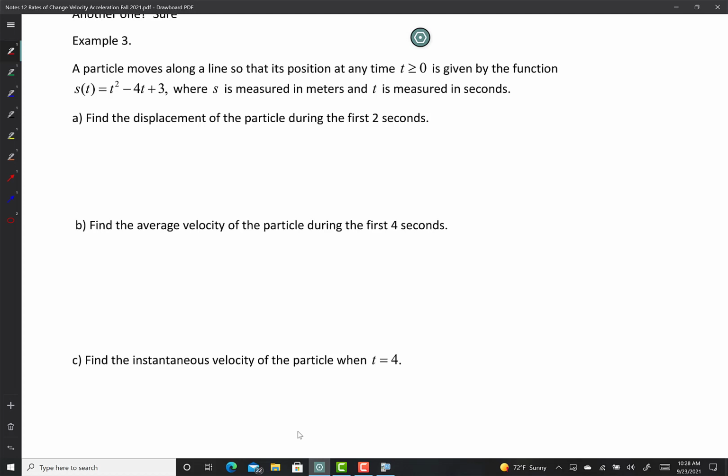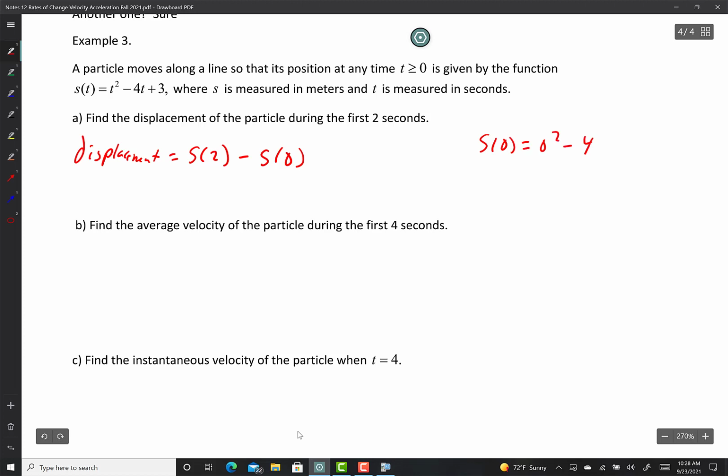I just want displacement. So how do I find displacement? This is simple, guys. Don't worry. You find it at 0 and you find it at 2. Perfect. Displacement is s of 2 minus s of 0. That's all you're doing. Your position at 2 minus your position at 0. I'm going to write s of 0 equals 0 squared minus 4 times 0 plus 3. I get 3. s of 2 equals 2 squared minus 4 times 2 plus 3. 2 squared is 4, 4 times 2 is 8. So 4 minus 8, negative 4. Negative 4 plus 3, negative 1.